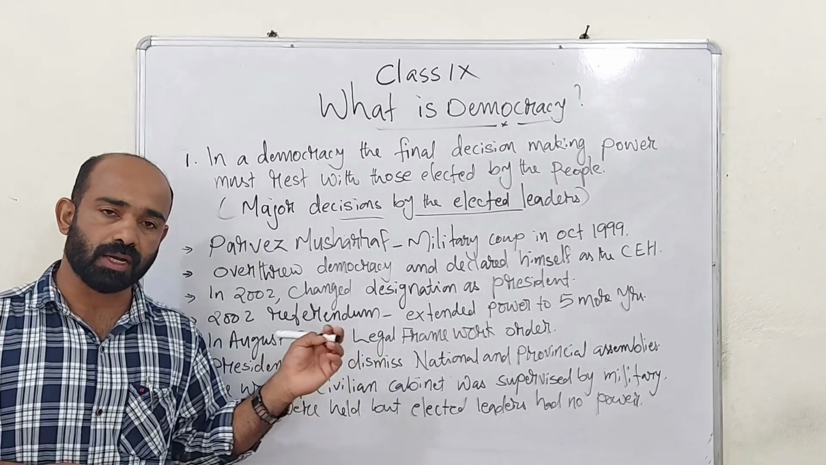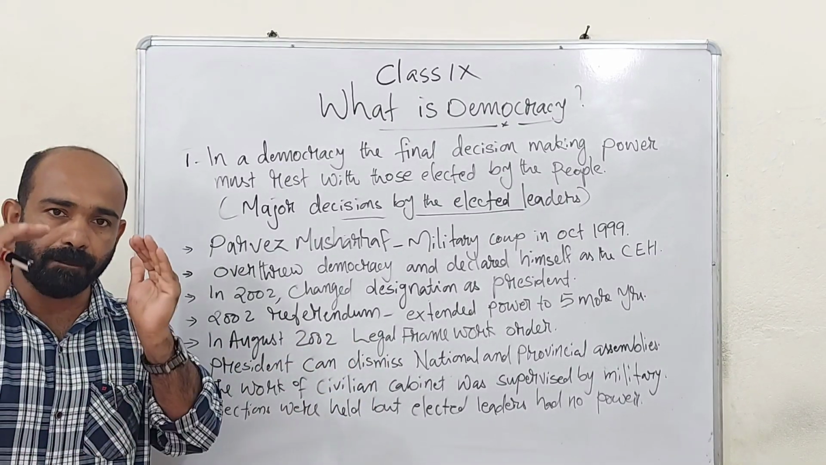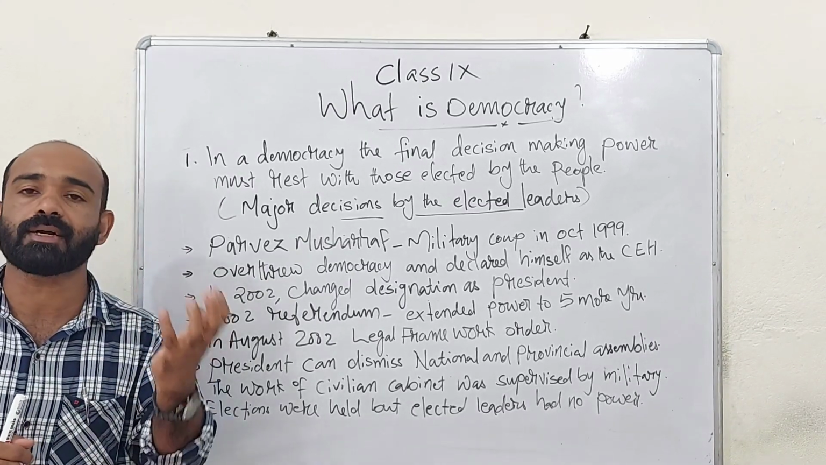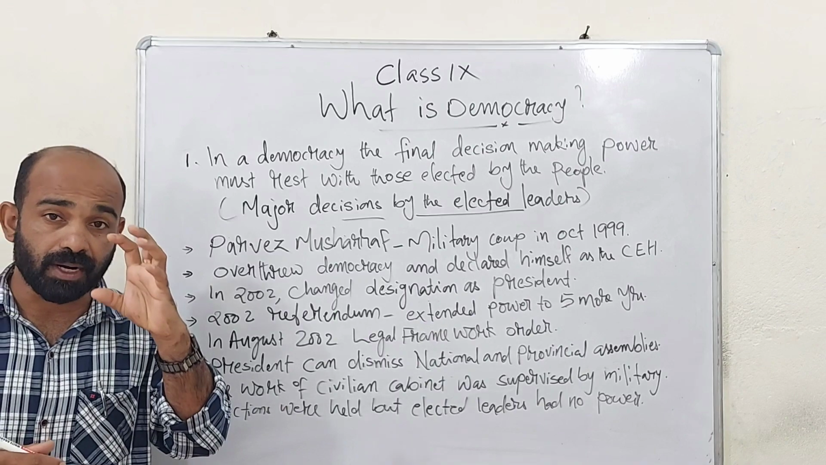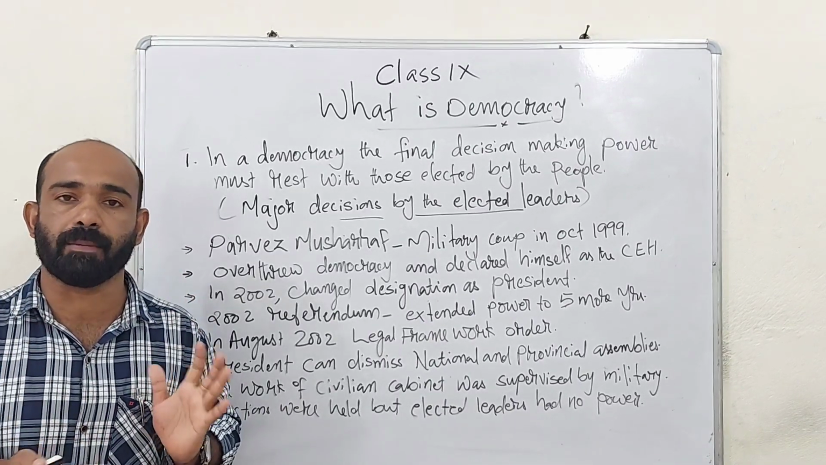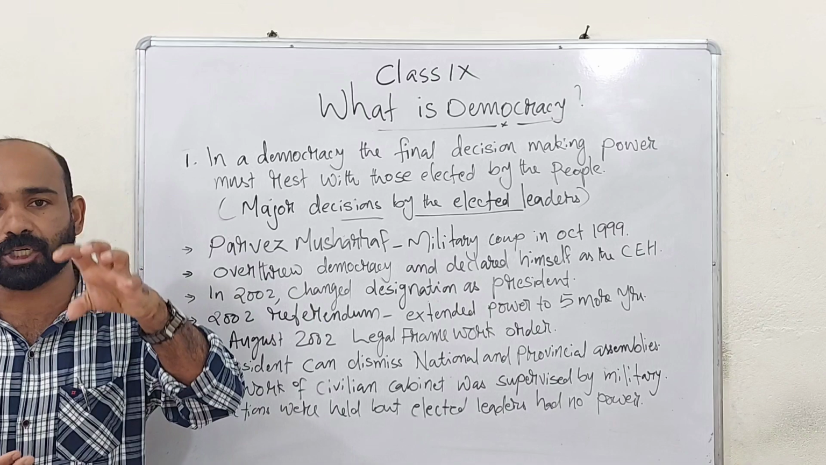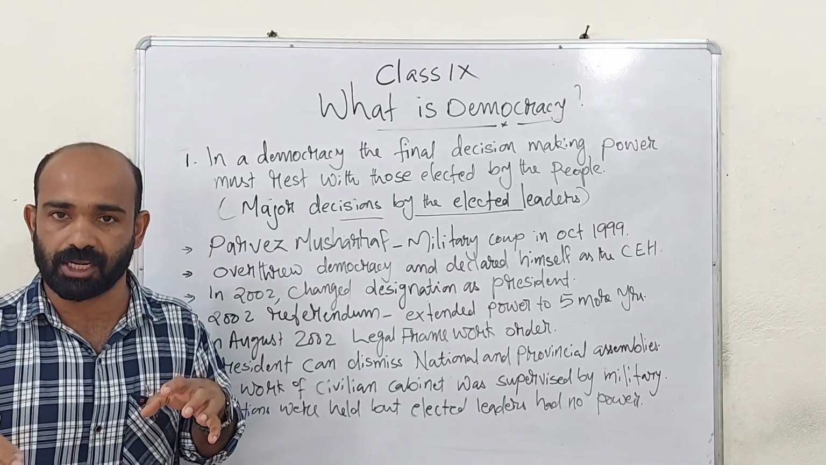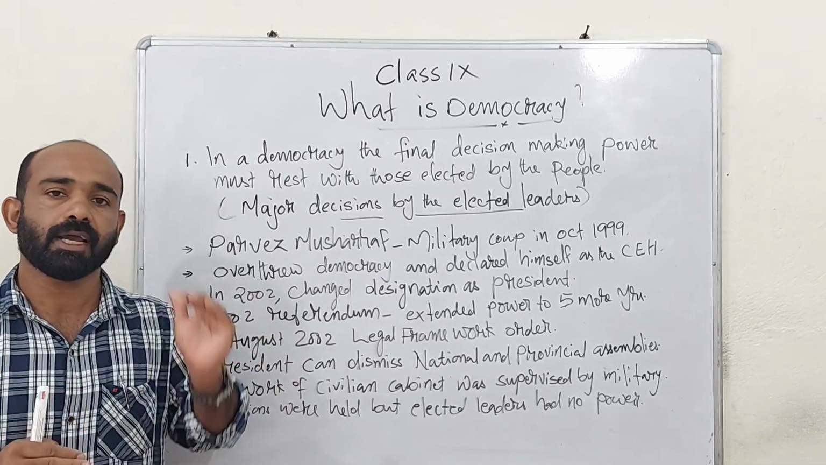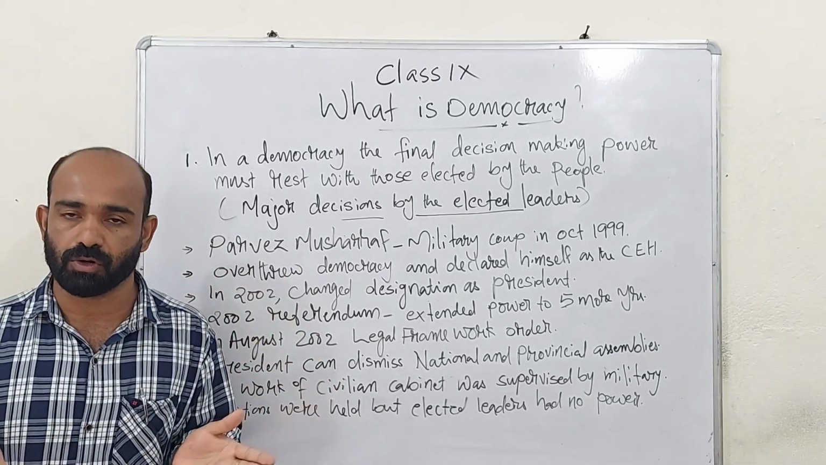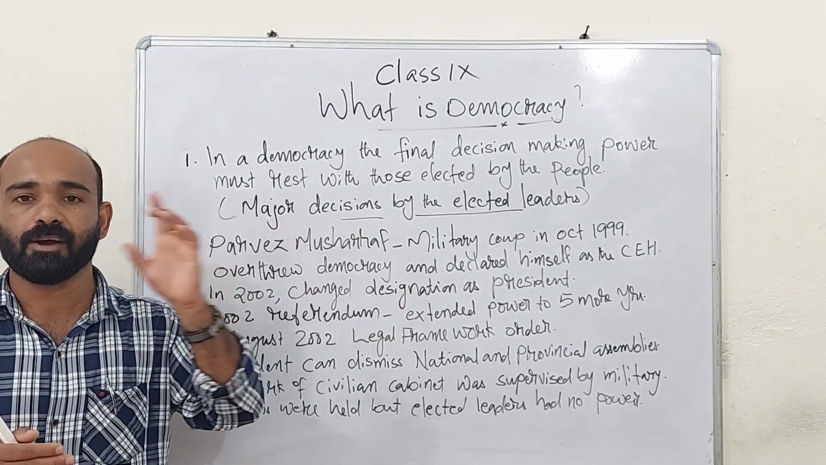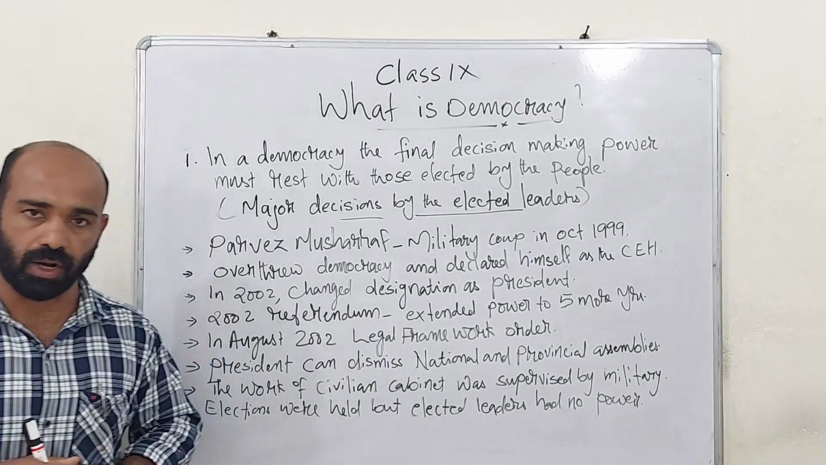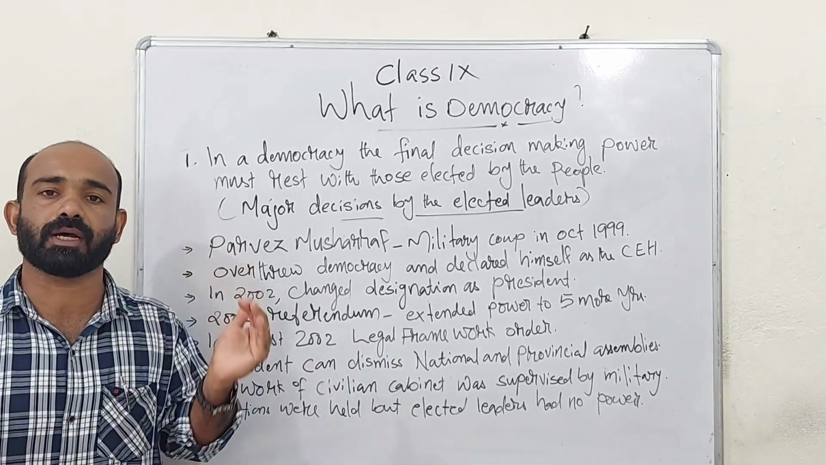And in August 2002, he made some changes in the Pakistani constitution in order to increase his power, because he wanted to become an unquestionable ruler, and for that the power of elected representatives had to be reduced. He made some changes in the Pakistani constitution, and that is called the Legal Framework Order. As per this order, the power of Pervez Musharraf increased.